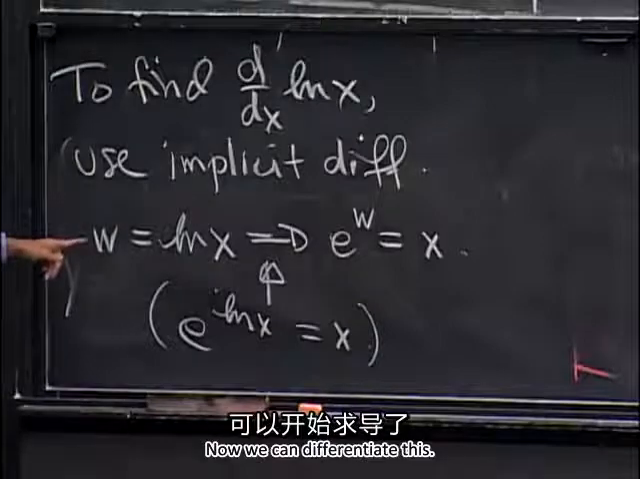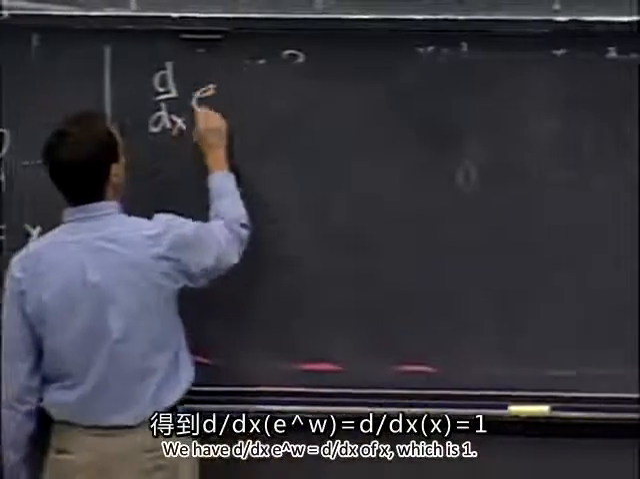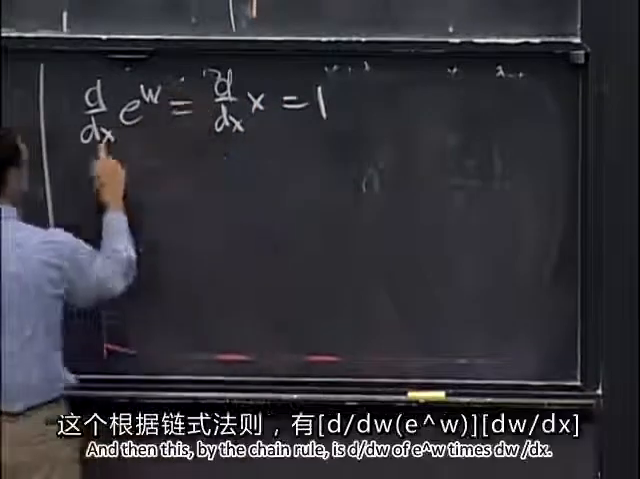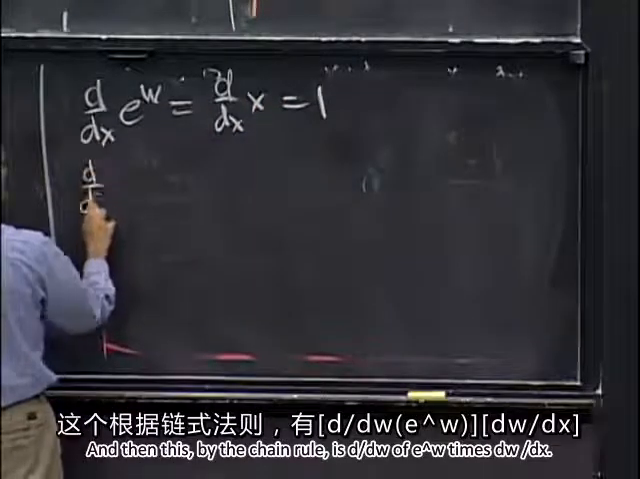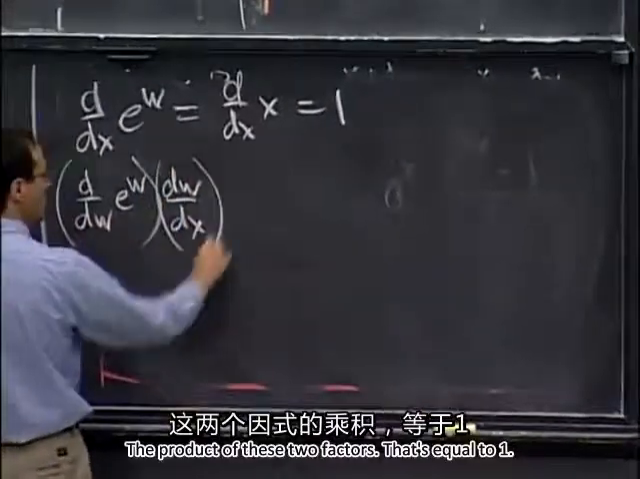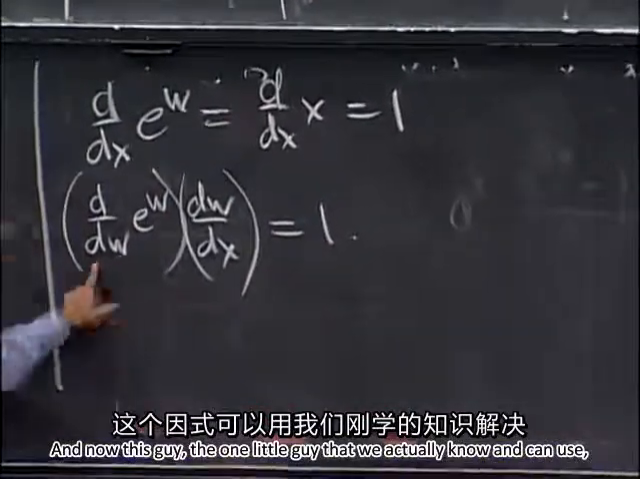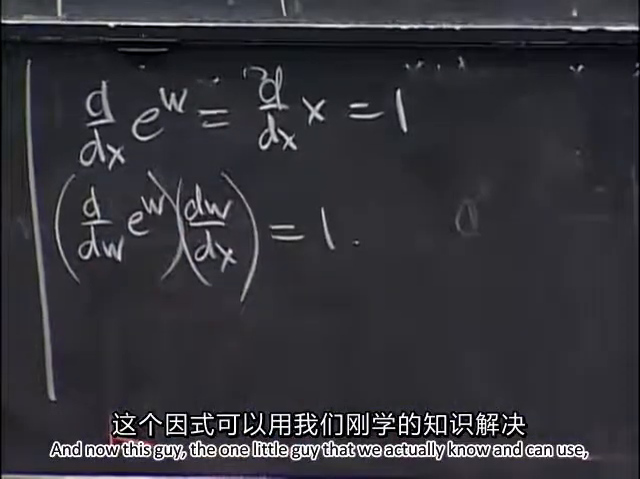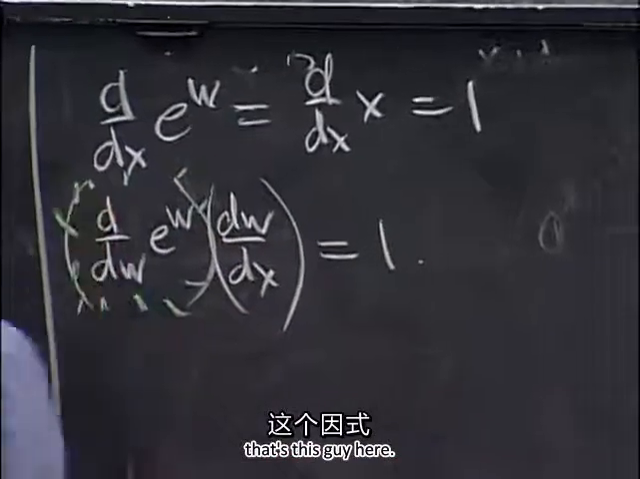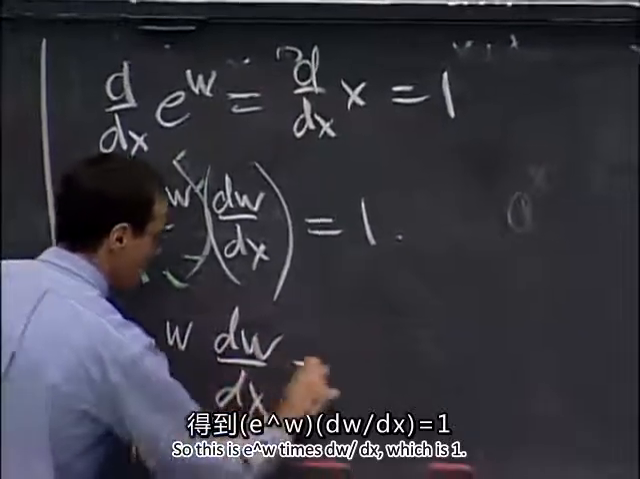All right, now we can differentiate this. So let's do the differentiation here. We have d by dx of e to the w is equal to d by dx of x, which is 1. And then this, by the chain rule, is d by dw of e to the w times dw dx, the product of these two factors. That's equal to 1. And now this is the one little piece that we actually know and can use. So this is e to the w dw dx, which is 1.